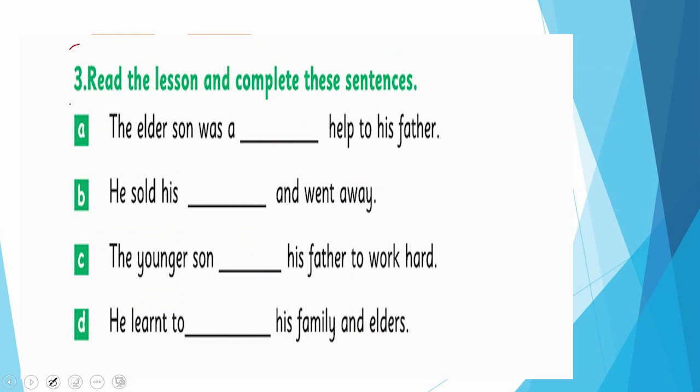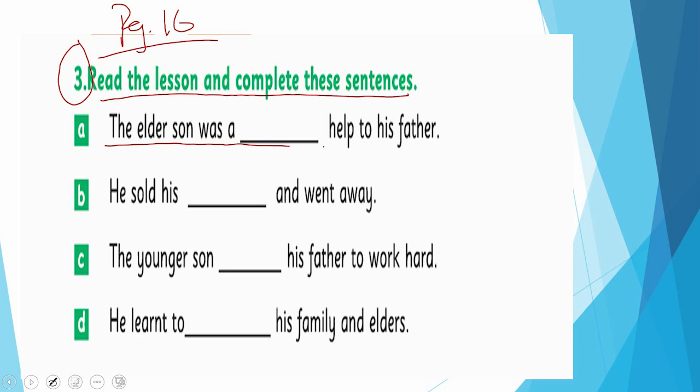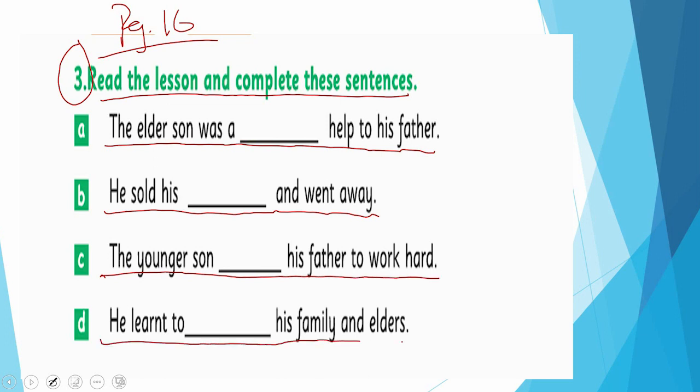Question number 3 on page number 16. Read the lesson and complete these sentences. The elder son was a dash help to his father. He sold his dash and went away. The younger son dashed his father to work hard. He learned to dash his family and elders.